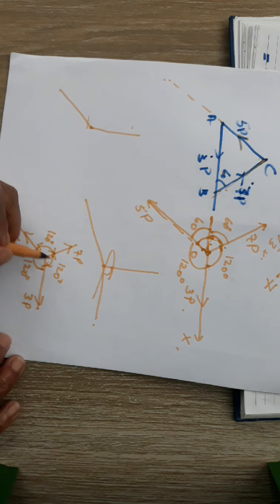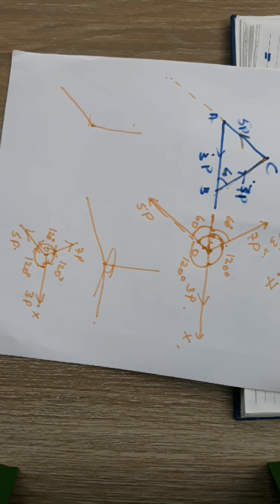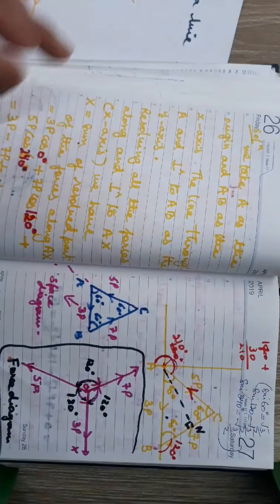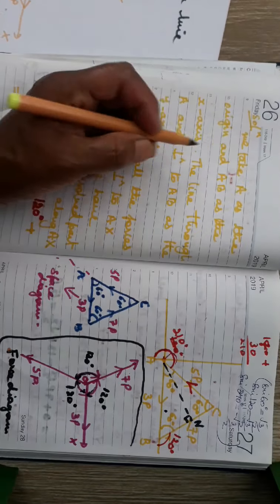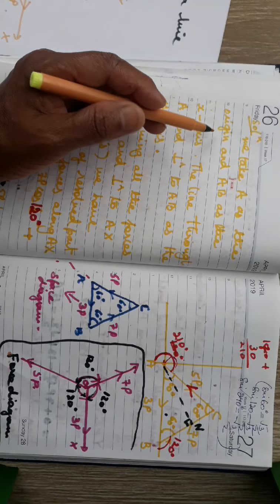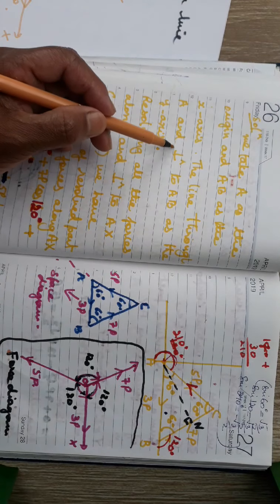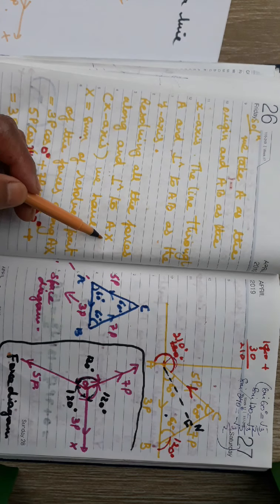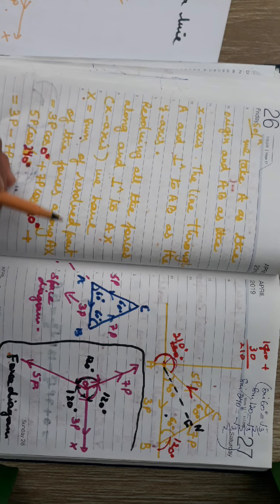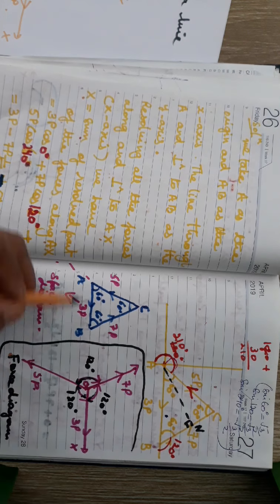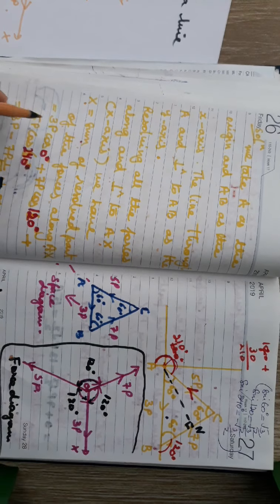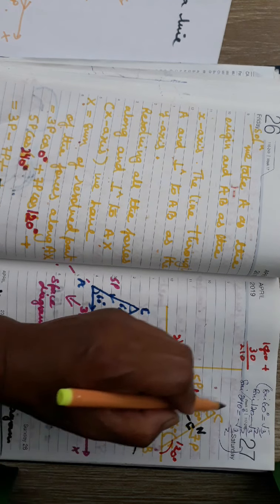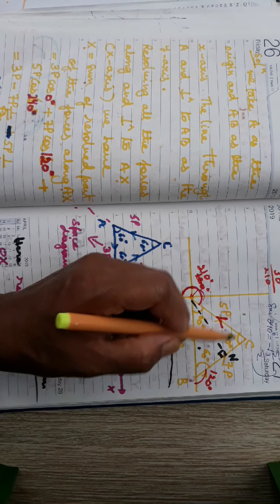Now resolving these forces, take this as origin and OX as the x-axis. We take A as the origin and AB as the x-axis, and the line through A perpendicular to AB as the y-axis. Now resolve all the forces along AX. That is, X is the sum of the resolved parts of the forces along the x-axis. We have three forces: 3P, 7P and 5P.